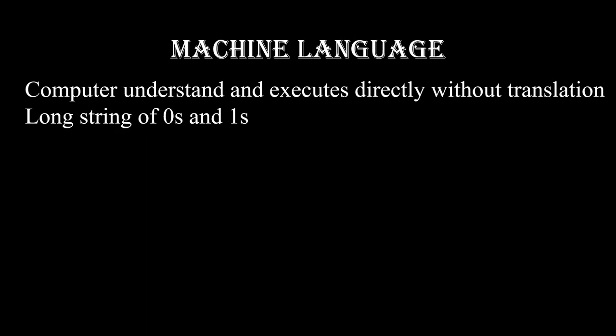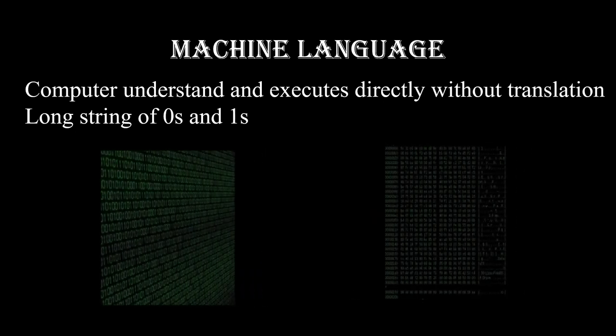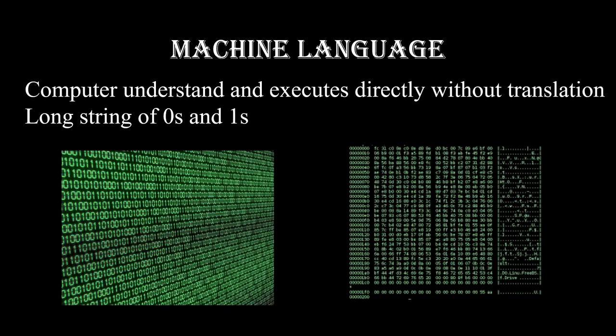Let's see the machine language. The computer can understand machine language well. I said, right? Machine language means zeros and ones. While writing a program in machine language, there is no need for a translator, because with all zeros and ones the computer can easily understand.